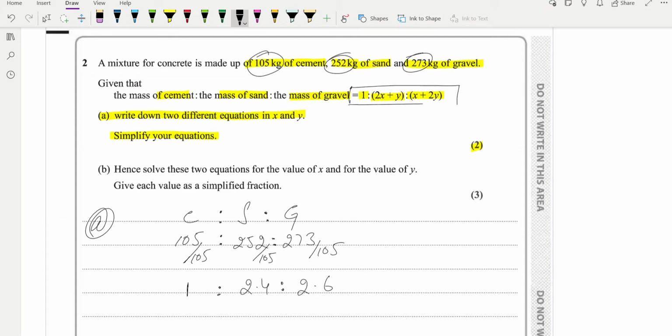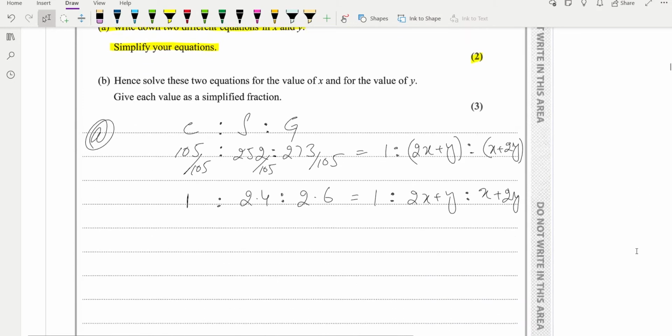This one they have provided in the form of expressions, so we can write this equal to the ratio 1 to 2x plus y and the ratio x plus 2y. Now we have simplified this side, which gives the simplified ratios, and we can write this side as 2x plus y, and the ratio as x plus 2y. Now we have to write down the two equations.